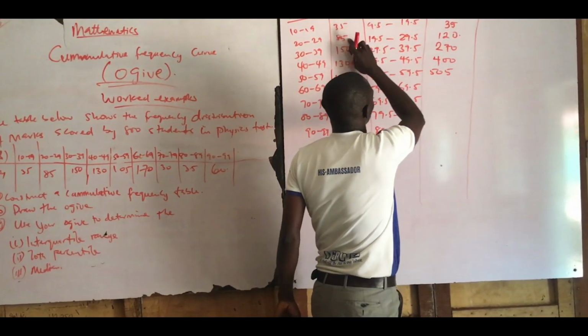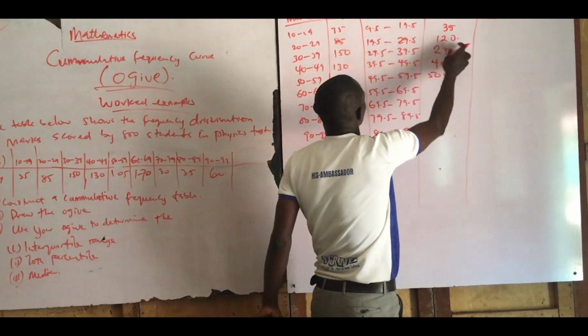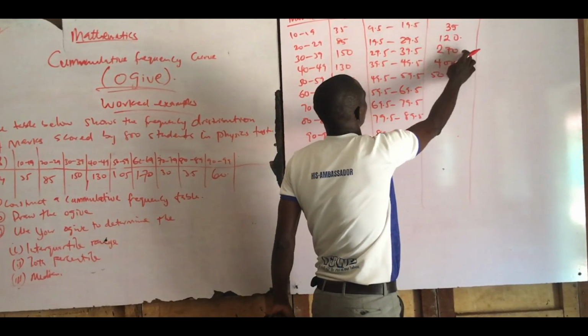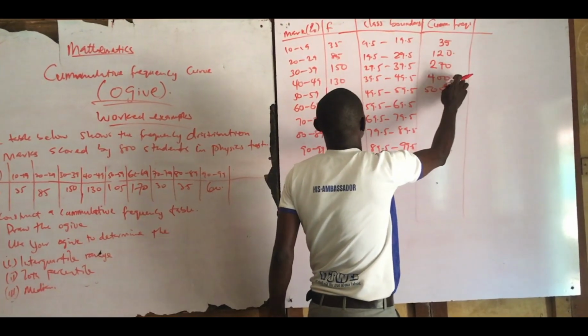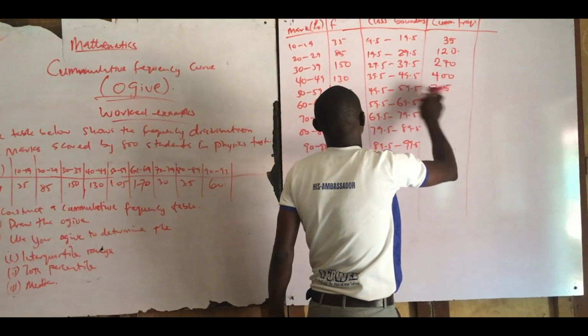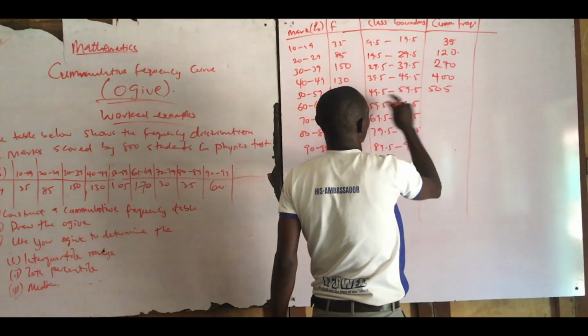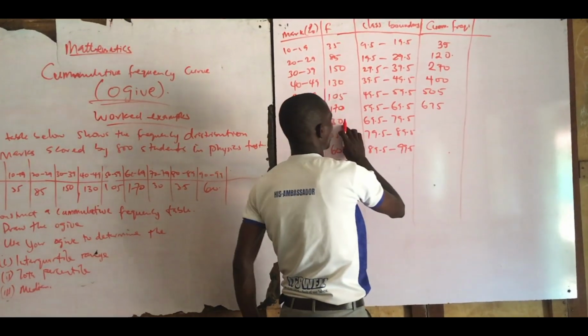30 plus 85, 120, right? Yes. 120 plus 150, 270. 270 plus 30, 400. 400 plus 105, 505. 505 plus 170, 675. Yes. 675 plus 30.